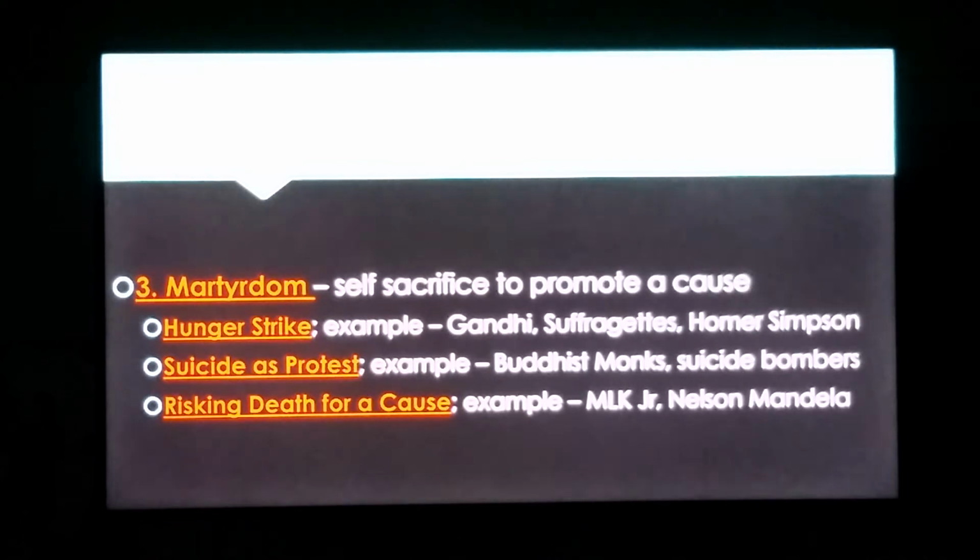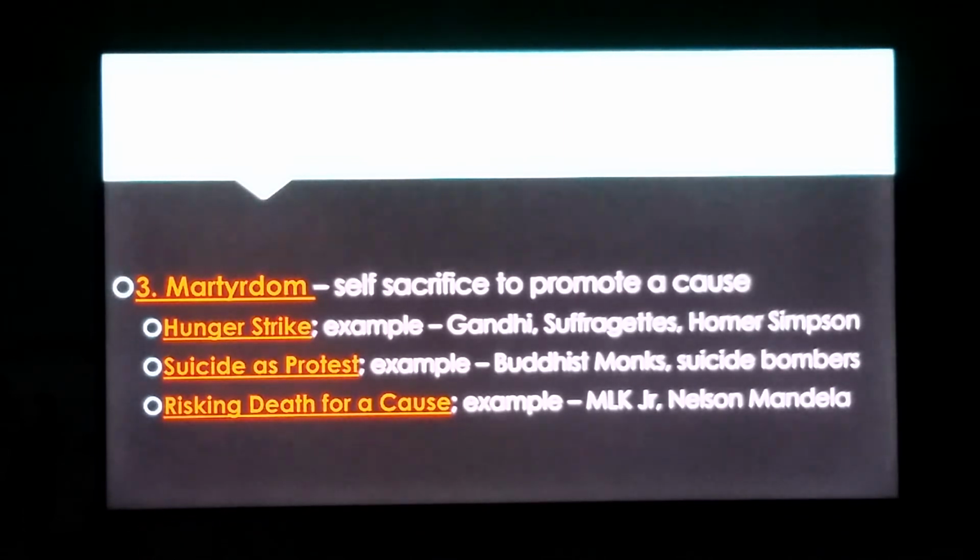All right, I think this is the last type of violent protest, and that's martyrdom, which is self-sacrifice to promote a cause, being willing to die yourself to promote this cause. So, an example would be hunger strikes, right? Gandhi went on very famous hunger strikes and marches. So did Cesar Chavez, who we'll talk about in this unit when we get to the Latino civil rights movement.